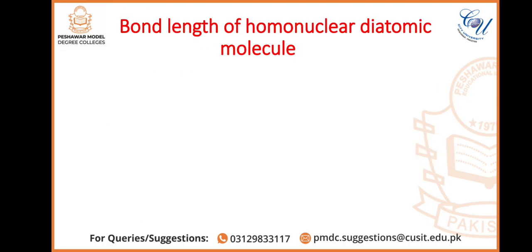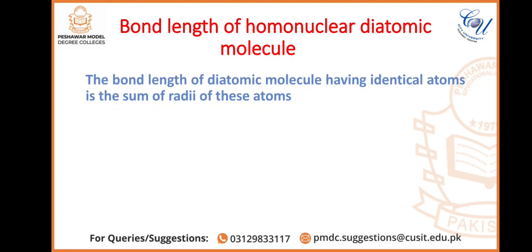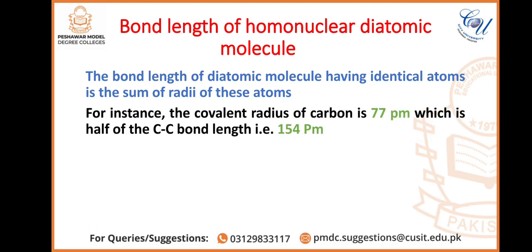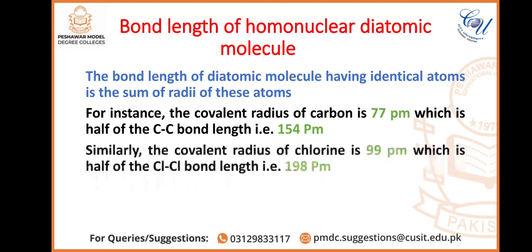How can we determine the bond length of a homonuclear diatomic molecule? Simply, it is the sum of radii of two bonded atoms. For example, if we talk about carbon, then the covalent radius of carbon is 77 picometer, which is half of the bond length of the carbon-carbon bond. Likewise, the covalent radius of chlorine atom is 99 picometer, which is half of the chlorine-chlorine bond length, that is 198 picometer.